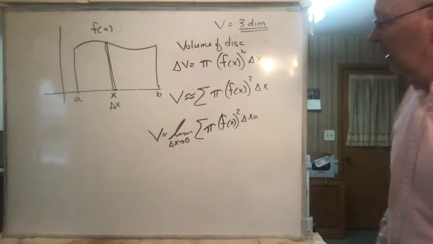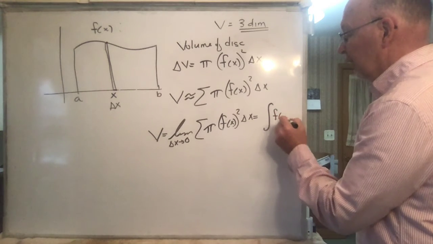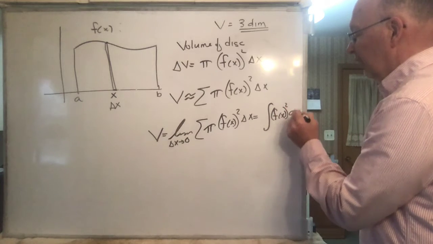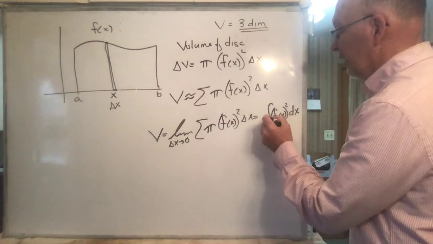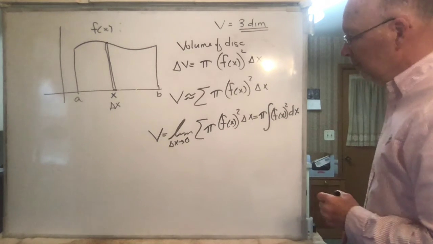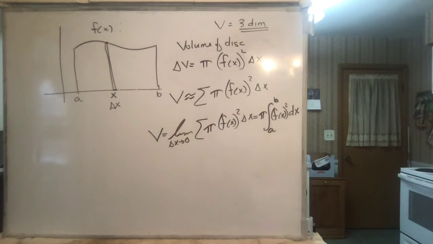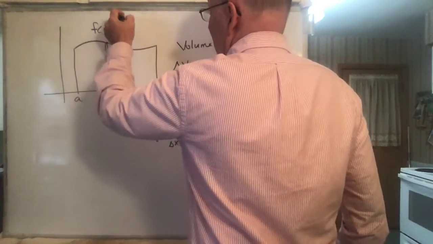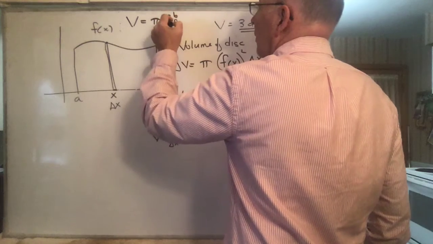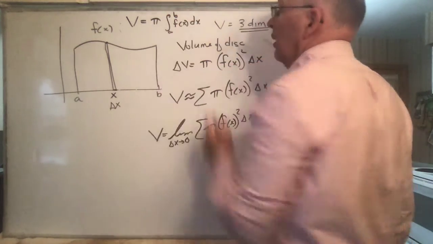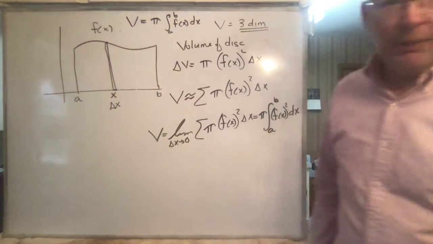And as before, that does what to it? It turns it into an integral. It's an integral of f of x squared times dx. The pi is a constant, so you can leave that inside or bring it outside. And you add all that up from A to B. So there it is right there. There's the volume of this region as you take it all the way around back up the other side.